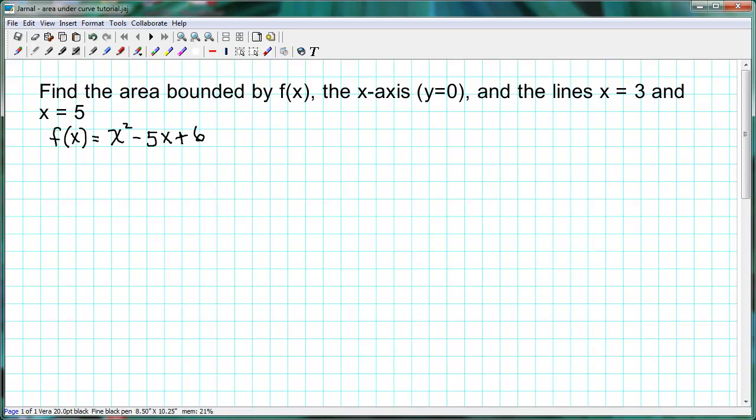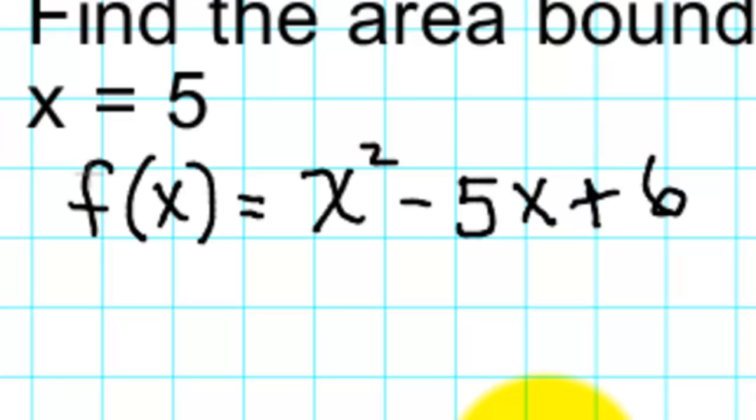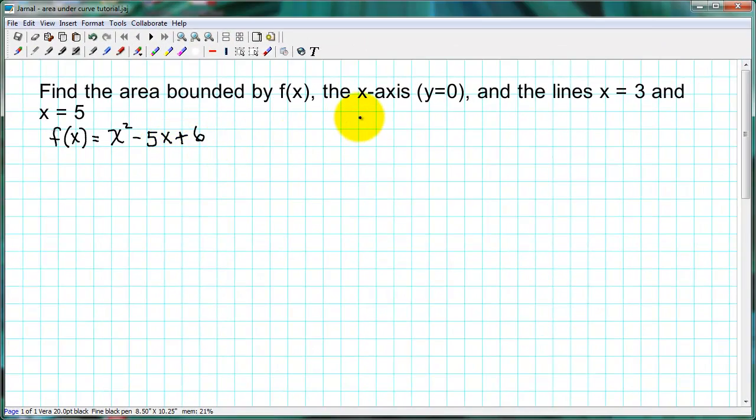Mr. T here with a calculus tutorial on finding the area under curves using the fundamental theorem of calculus. In our particular example, our bounding function is x squared minus 5x plus 6, and we are also bounded by the x-axis, which is the line y equals 0, and on the left and right by two vertical lines, x equals 3 and x equals 5, and we're trying to find the area in that enclosed region.